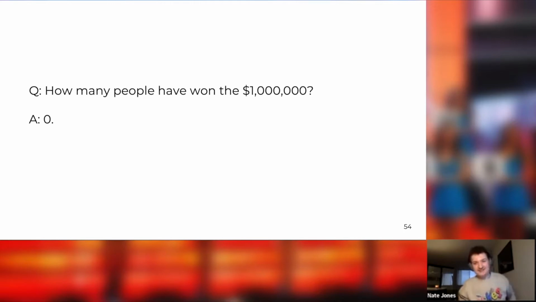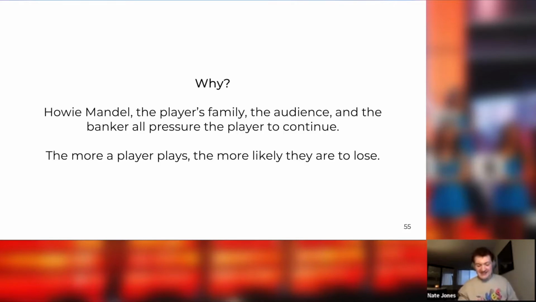Okay, the answer is 0, which is kind of shocking. And when I first found this out, I asked why? How can this possibly happen? And the answer is that Howie Mandel and the player's family, who they bring on stage, ask after every decision if they like that or not. The audience, the banker, all of these factors contribute towards a ton of pressure on the player. And just like in Vegas, where the house always wins, it's the same sort of deal in Deal or No Deal. The more that you play, the more likely you are to lose, and the producers know that, so they'll purposely target the player and just make their life a living nightmare with every decision they make. Again, it's a really funny show to watch.